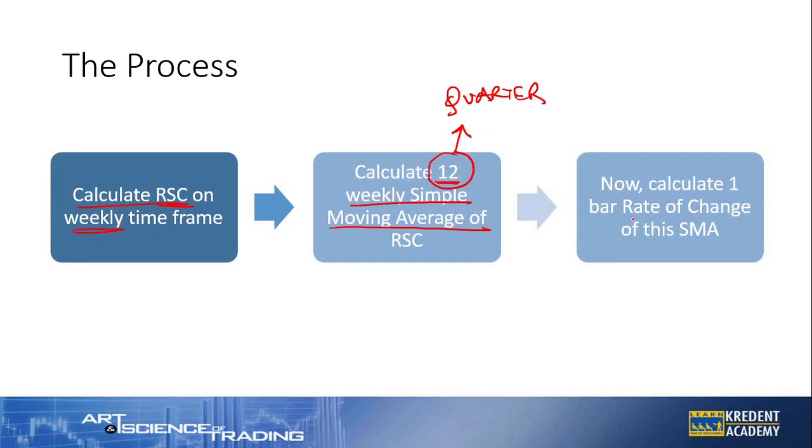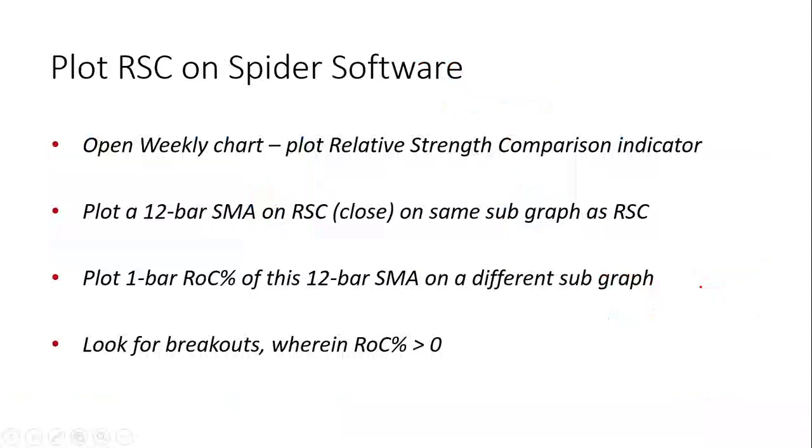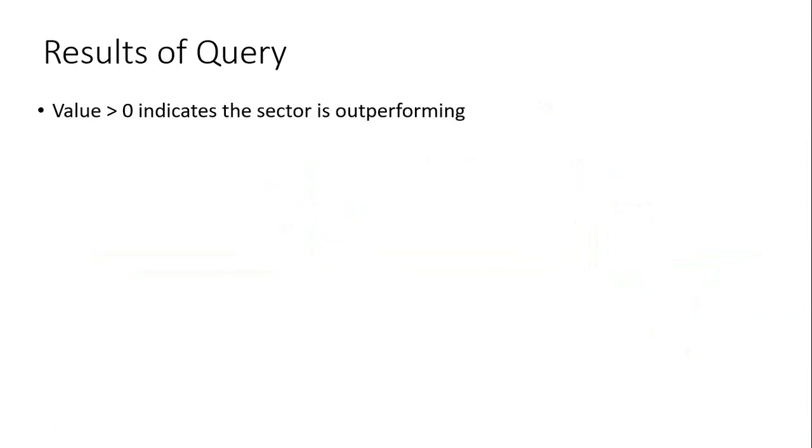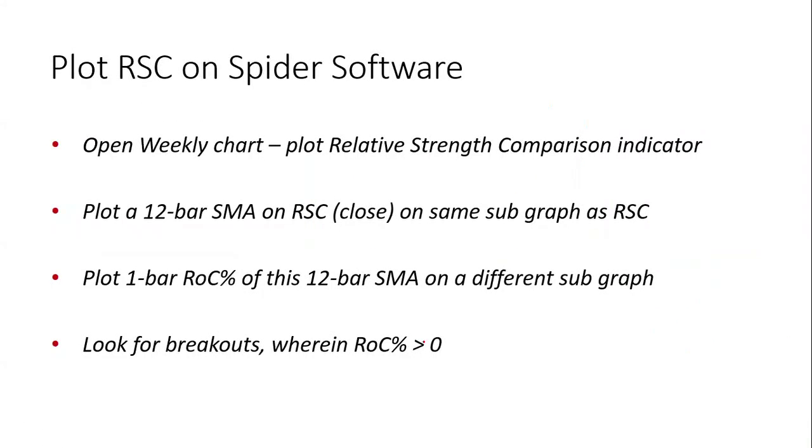The third step is I calculate a 1 bar ROC. If the ROC is positive, it is in my long bucket, and if the ROC is negative, it is in my short bucket. This is a beautiful way to filter out which breakouts you are going to buy and which breakouts you are not going to buy. This is the process that I've shown in the Spider software. The same thing can be done using Metastock or Reliable or any other software.